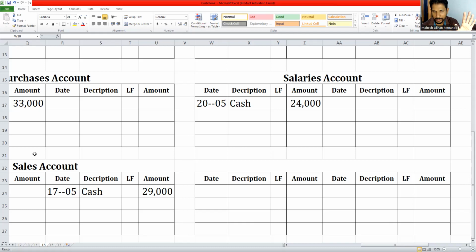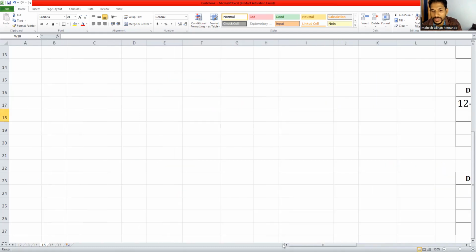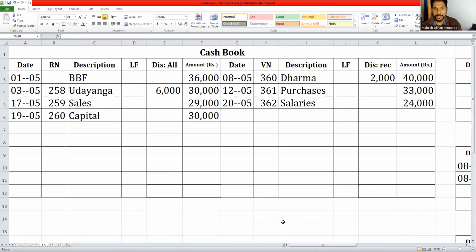Puta, we don't record the owner's personal transactions separately in the business. We group them into a single account. So this one, have we recorded it?